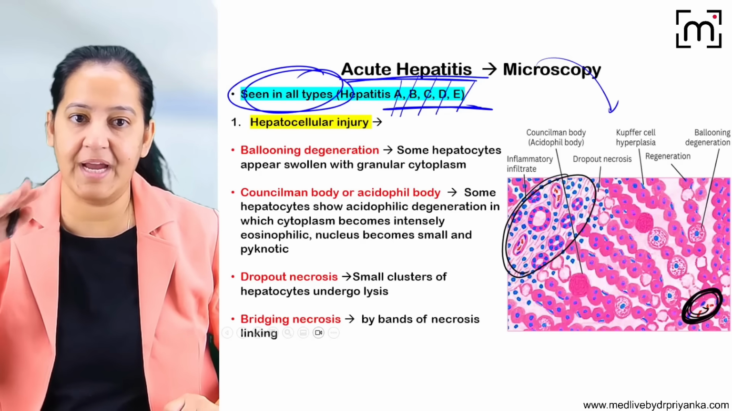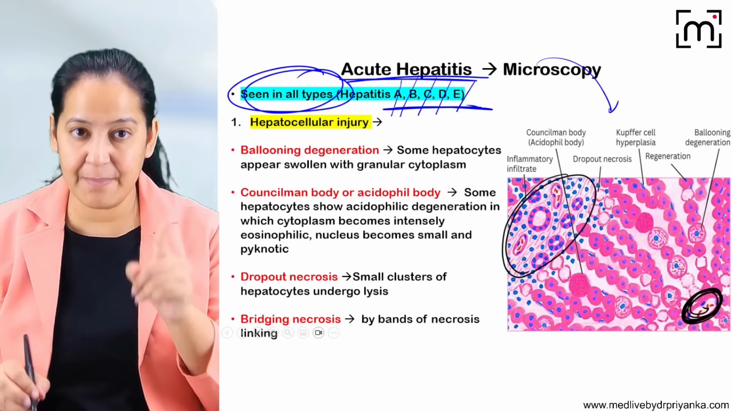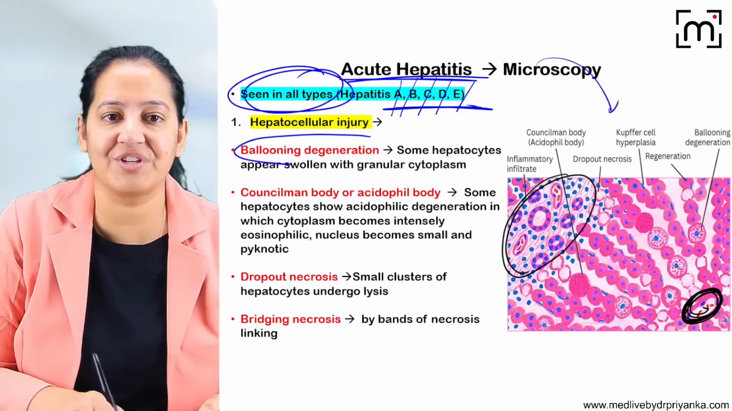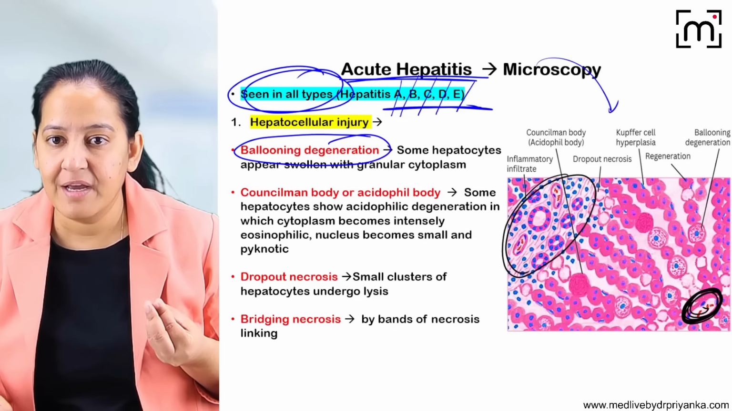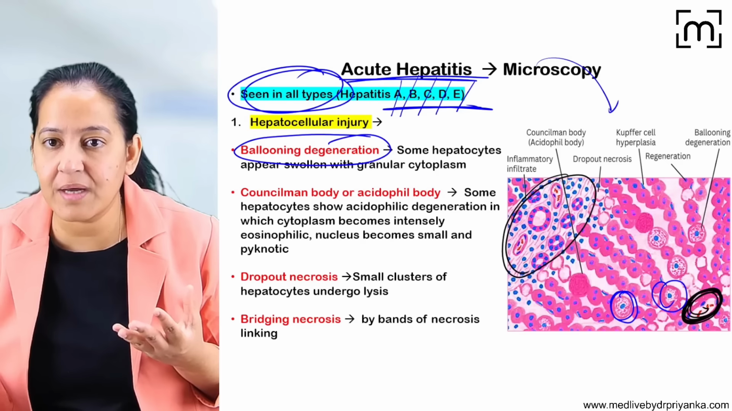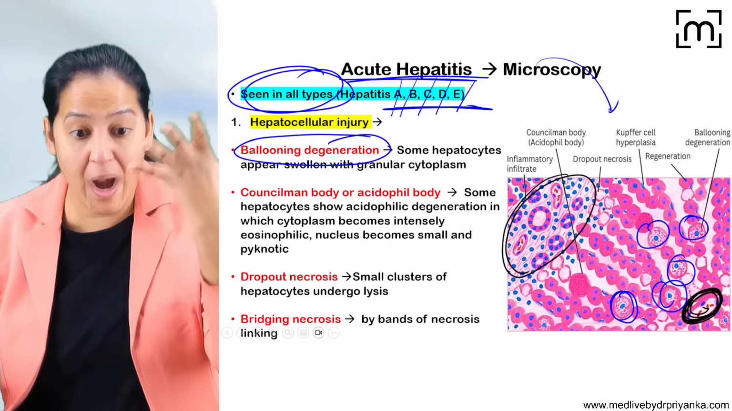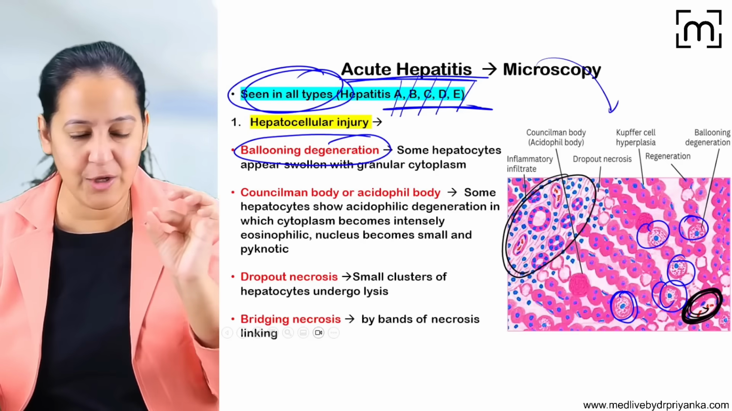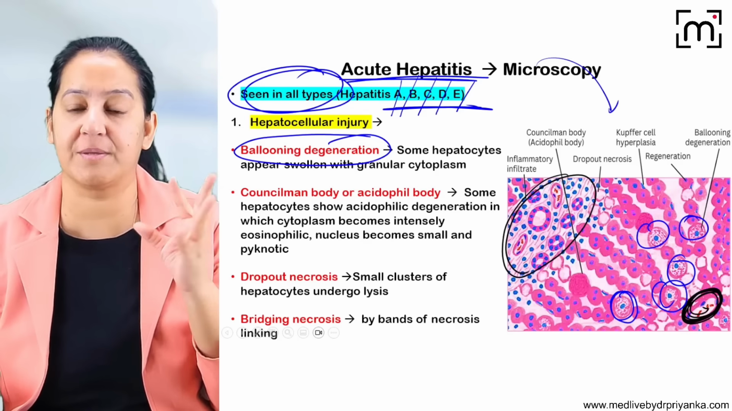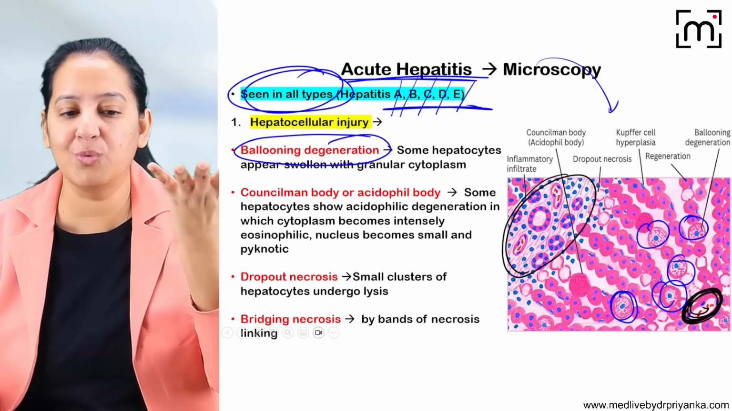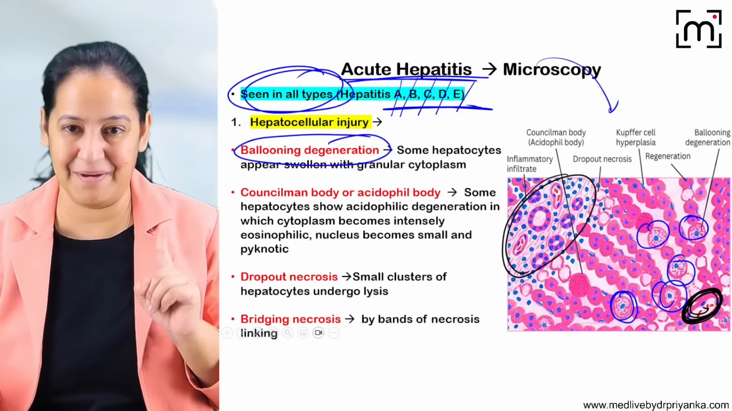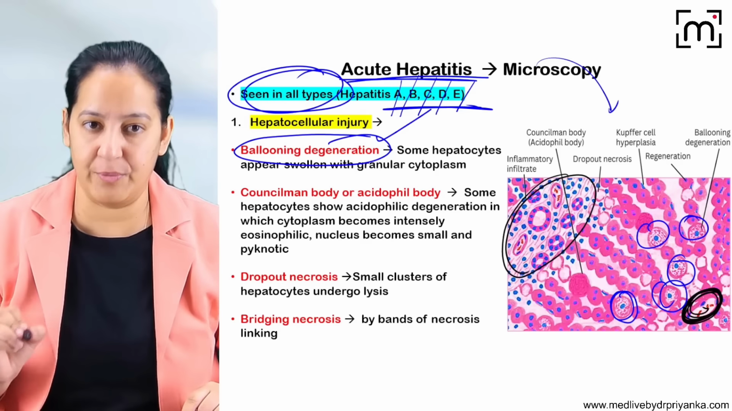Now in the cords of hepatocytes, I want to show you 4 things. Now some of the hepatocytes show balloon degeneration. Let me highlight. Can you see this hepatocyte? This one, this one, this one? It is swollen and has granular eosinophilic cytoplasm, granular pink cytoplasm. Since it is swollen, it looks like a balloon. That's why it is known as balloon degeneration. Number 1.